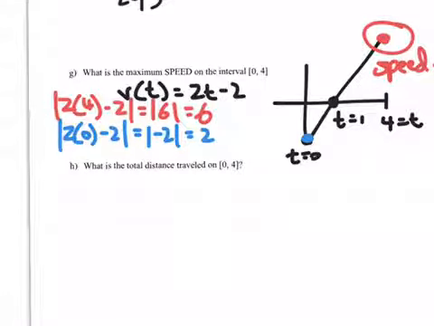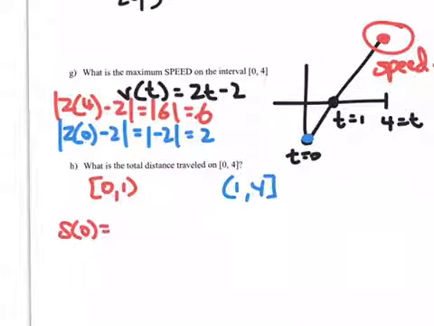So first let's think about the distance traveled to the left. I'm going to go on this interval from 0 to 1, find this distance, and then I'm going to go from 1 to 4 and find that distance. So what was s of 0? I think we said s of 0 was 1, and position at 1 was 0. So the total distance traveled, even though it was to the left, is 1 unit.